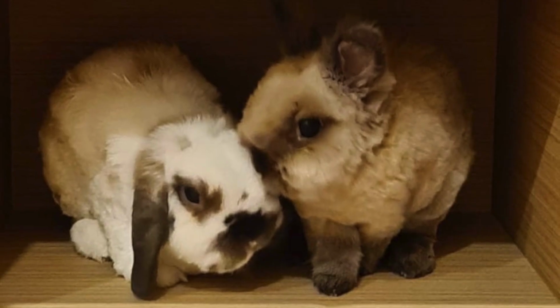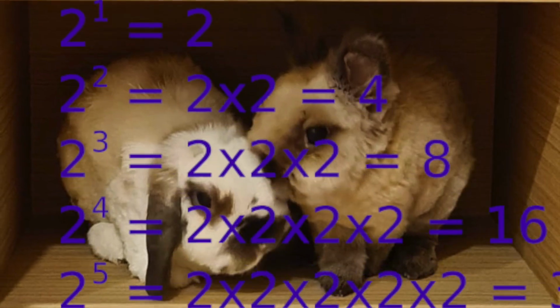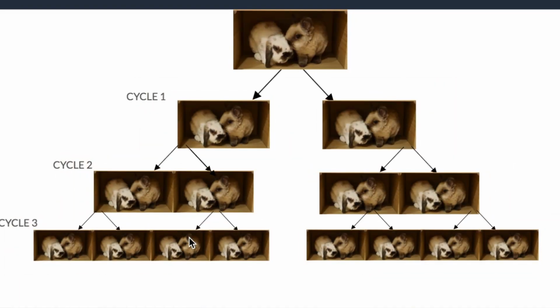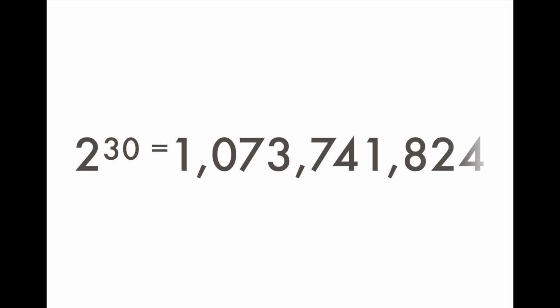We're going to use bunnies to illustrate the power of 2. If you start with 2 bunnies and each of them will reproduce 2 bunnies, in the 3rd generation you will have 8 bunnies. Now if they continue reproducing, in the 30th generation you will have 1 billion, 73 million, and many hundreds of thousands of bunnies.